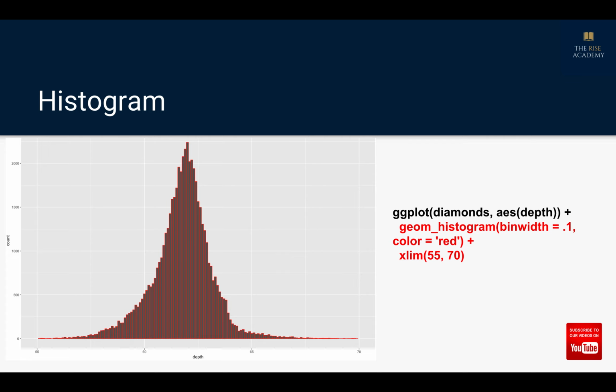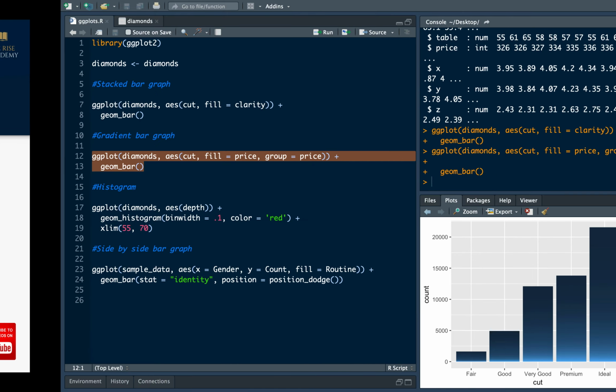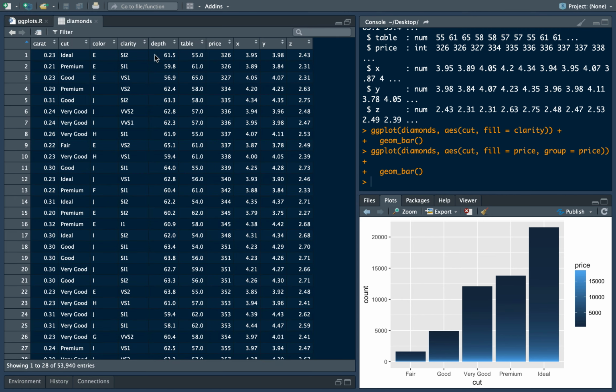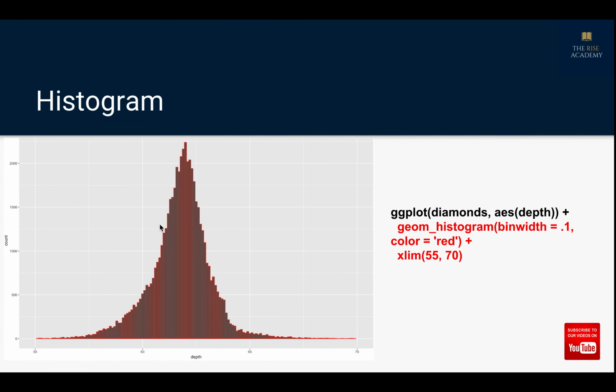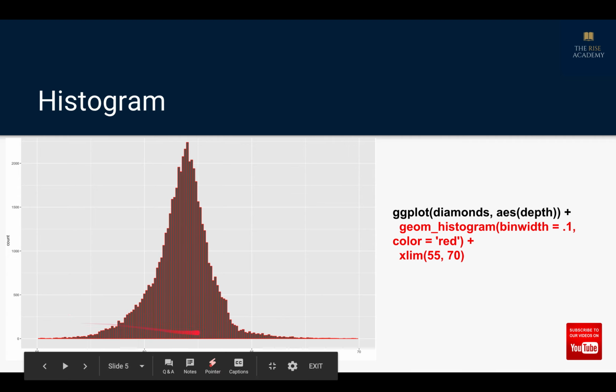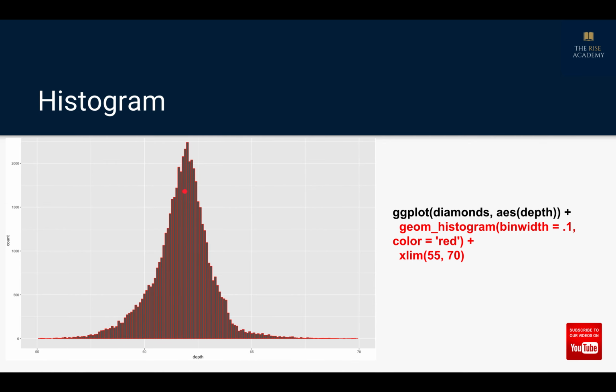So we are very familiar with what is histogram. We use it to show a continuous variable on the x-axis. So here I have just used the depth variable on the x-axis. So if you see here, we have a depth variable. It's a continuous variable. So that's what is used here on the x-axis, and the frequency of each kind of depth is on the y-axis.